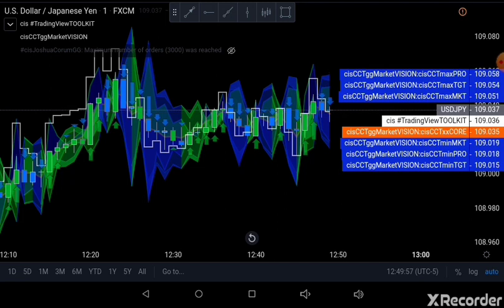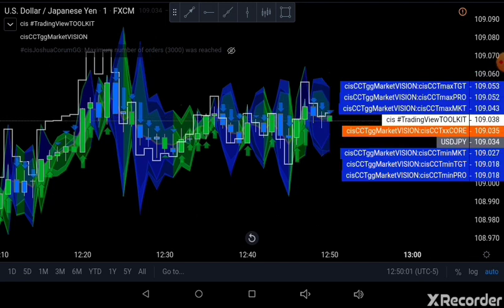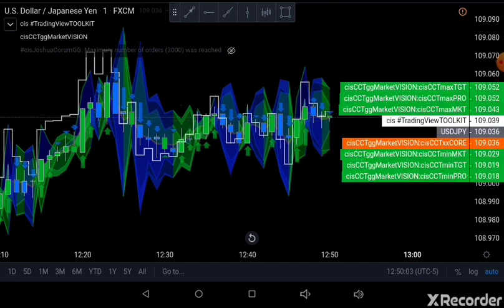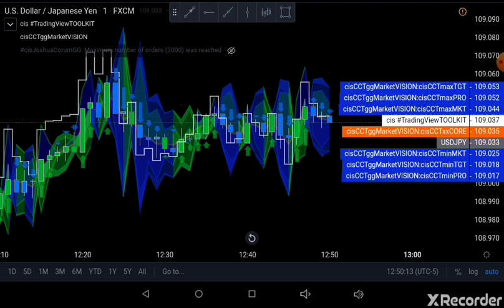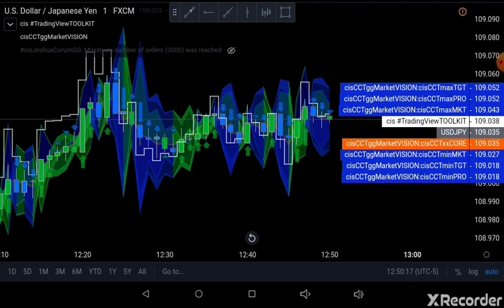So if we get that move where we go from 109.037, where we're up just 3 ticks, and it breaks down all the way down to these minimum levels on our indicator, we're making about a pip and a half to 3 pips on 3 lots. And that's $90 in just a few minutes if it gets all the way down to 109.01.